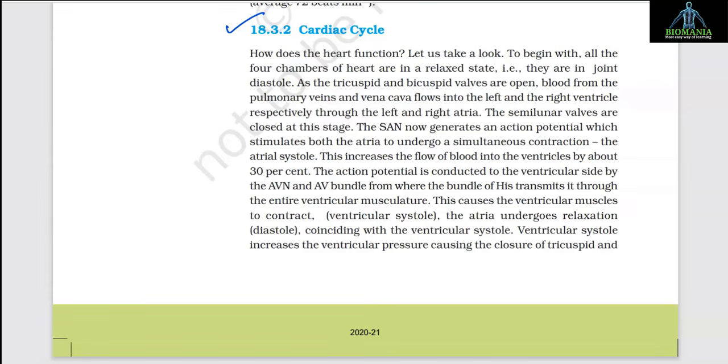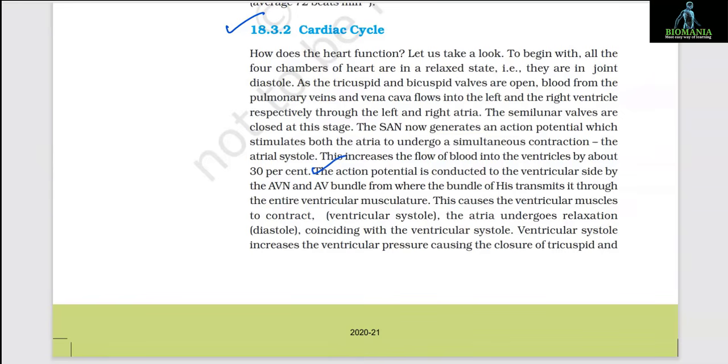The SAN now generates an action potential which stimulates both the atria to undergo a simultaneous contraction, the atrial systole. That increases the flow of blood into the ventricles by about 30%. The action potential is conducted to the ventricular side by the AVN and AV bundle, from where the bundle of His transmits it through the entire ventricular musculature. This causes the ventricular muscles to contract, the ventricular systole. The atria undergo relaxation, that is diastole, coinciding with the ventricular systole.